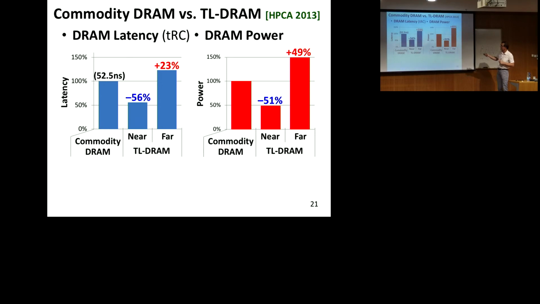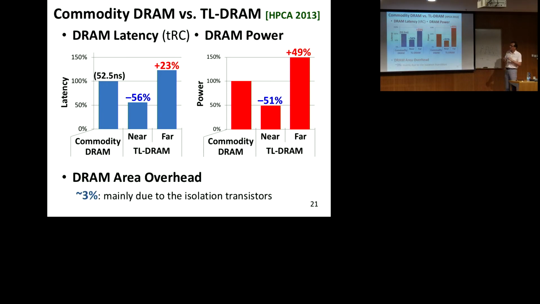So this is the power consumption. If you're only accessing the near segment, that's good, because you reduce the power by 51%. But if you're accessing the far segment, now your power consumption increases compared to the commodity DRAM. So if you have a substrate like this, you would like to manage it such that you access the near segment as much as possible.